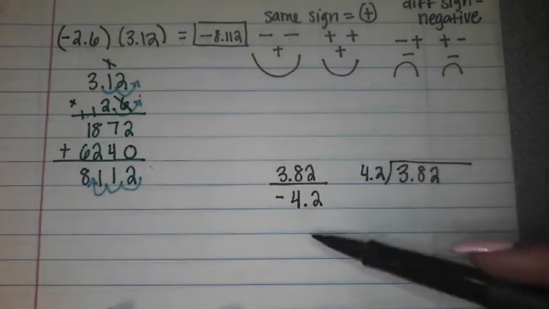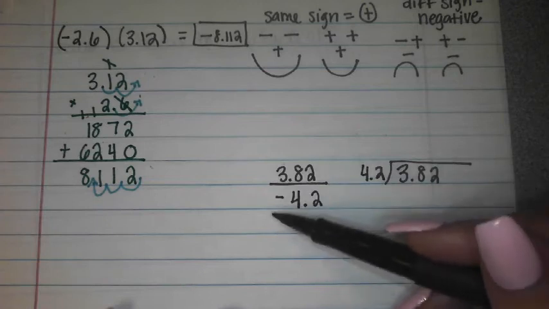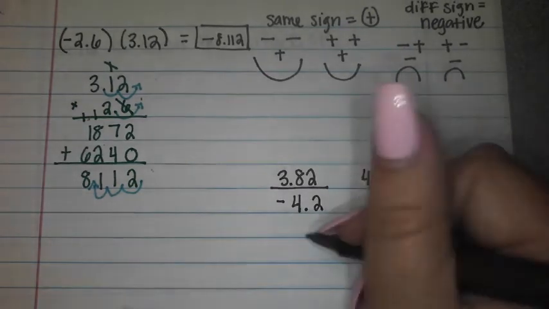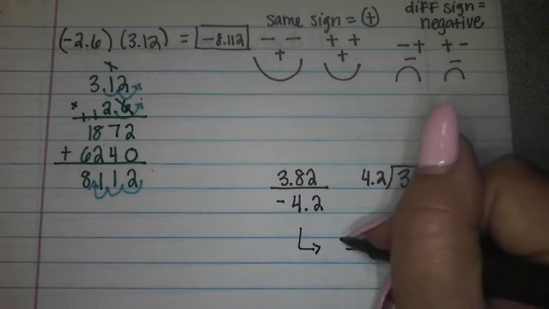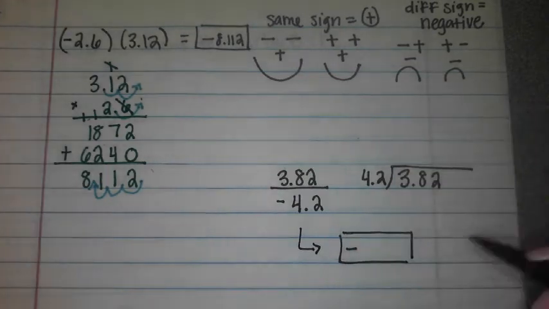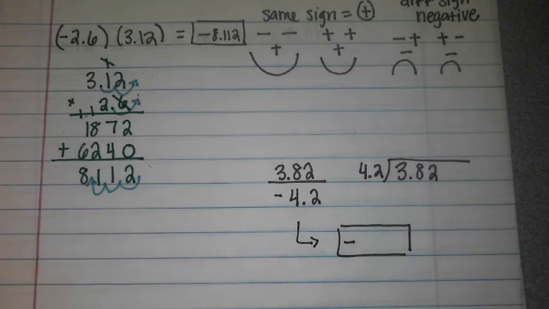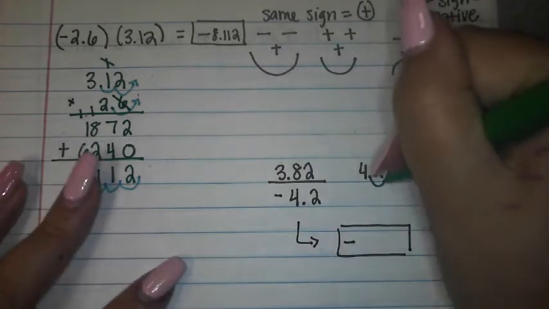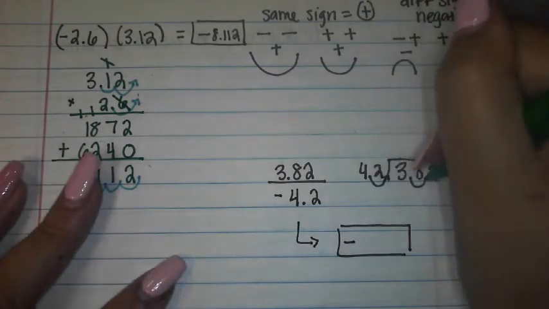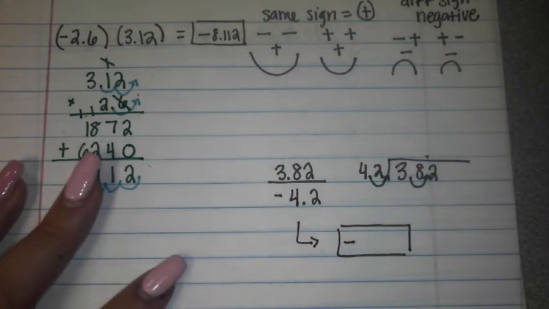Now, you can look at your signs again. They're different, so my answer is going to be negative. So you could come over here and put negative in the answer box, so while you're working this out, you don't forget to put the negative. Now, when you divide decimals, you need to move the decimals over, and then raise it to the roof.